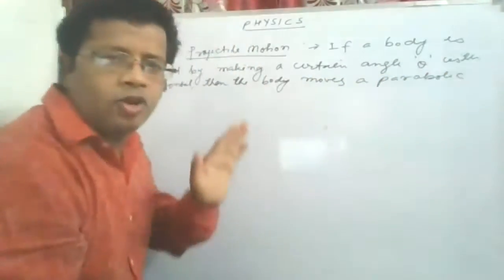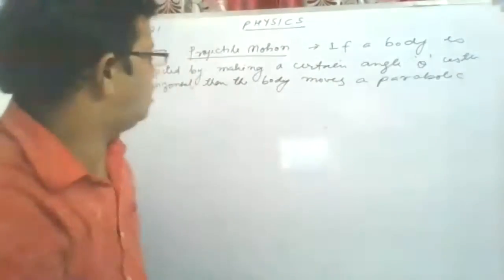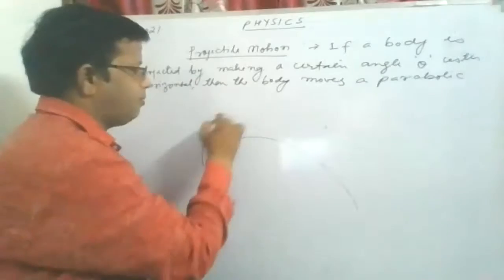Parabolic, beta, parabolic क्या होता है? Just like this. और एंगल कम किए, it looks like this. This path is called parabolic path.